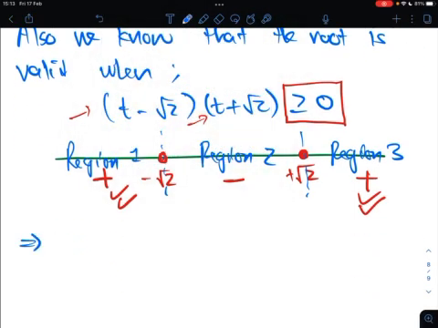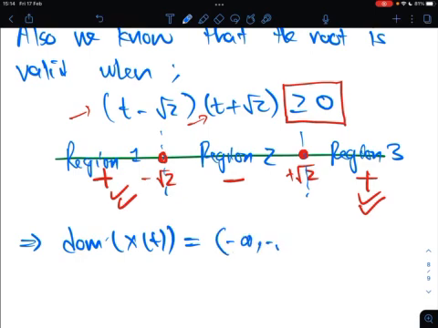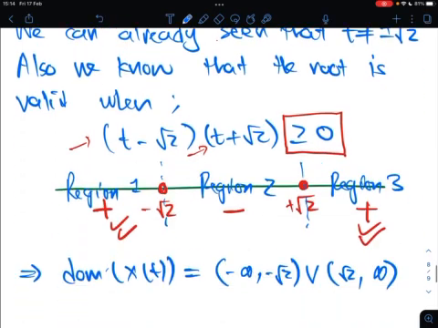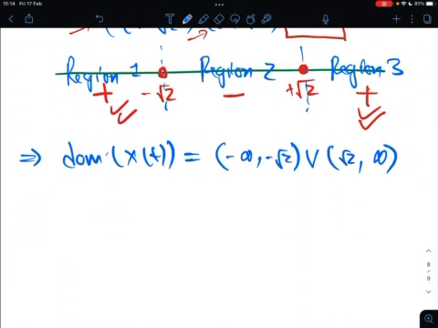So this shows us that the domain of x(t) is all numbers from negative infinity to negative root 2, union from root 2 to infinity. You can see that I have already excluded negative root 2 and root 2, because from the top we had established that plus or minus root 2 is not allowed. So they have been excluded from being part of the domain of x(t). You see that?